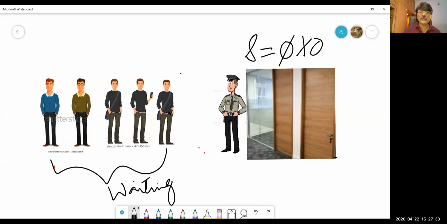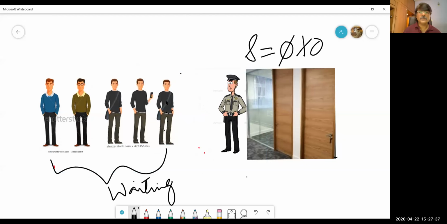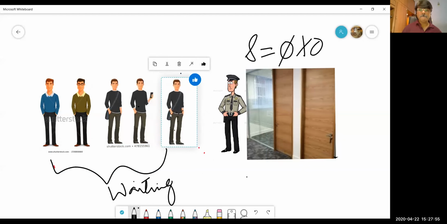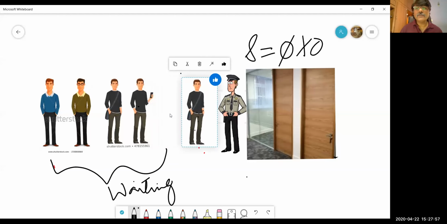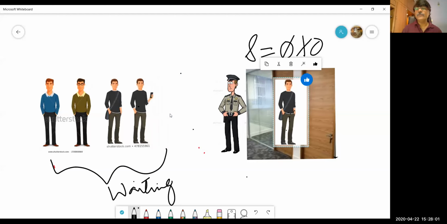But imagine that this person is given access to the office. This person is given access to the office. He goes inside the office. Semaphore value is 0.